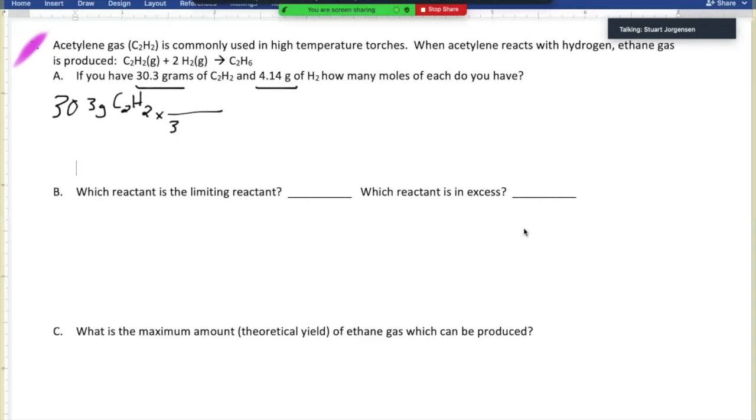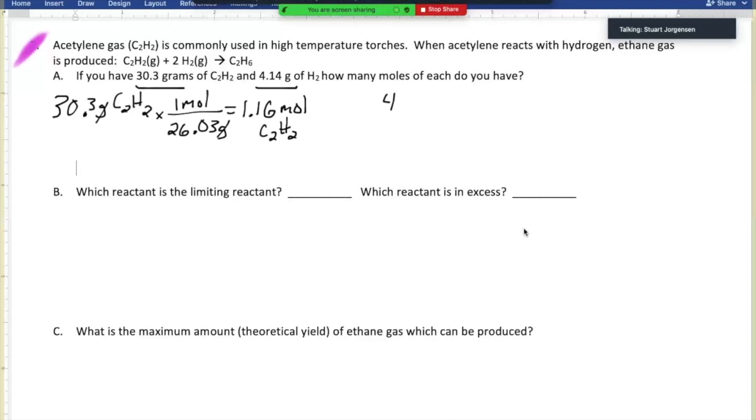I'm not going to show it here for sake of time. I've got a molar mass of 26.03 grams per mole of acetylene. And so when we do that math, we take our 30.3 grams, divide by our 26, and we end up with 1.16 moles of our acetylene, C2H2. Cool. Now we know how many particles or moles worth of acetylene we have to react.